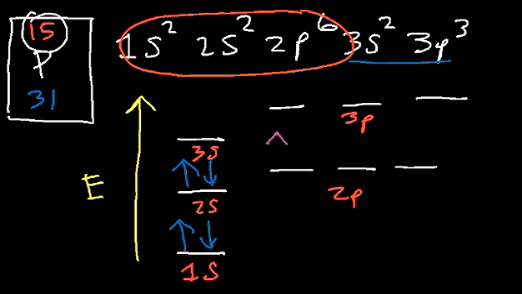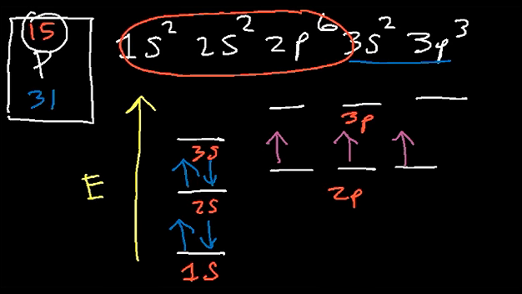So after adding the first one, you need to add the second one with a parallel spin. If the first one's going up, the second one must be going up too. And you have to add it to a different orbital, not the same orbital. You don't want to add it like this. You want to add electrons to an orbital one at a time, according to Hund's rule. So after adding the first one, add the second one to a different orbital with a parallel spin, and then add the third one with the same parallel spin.